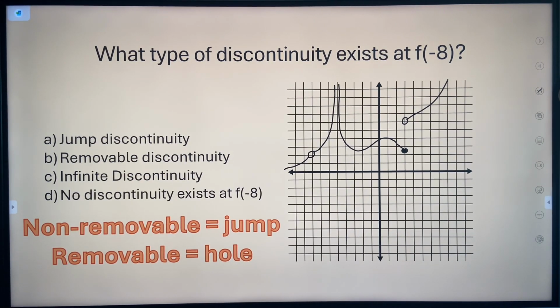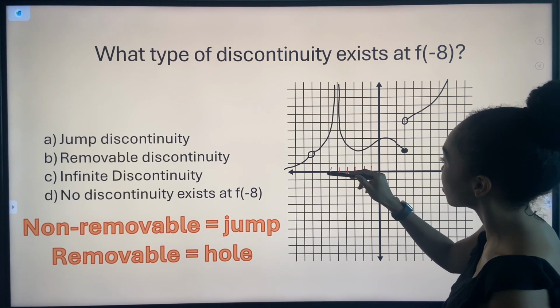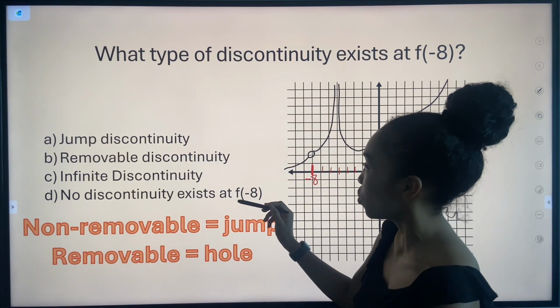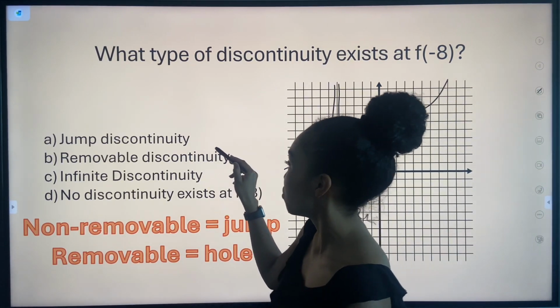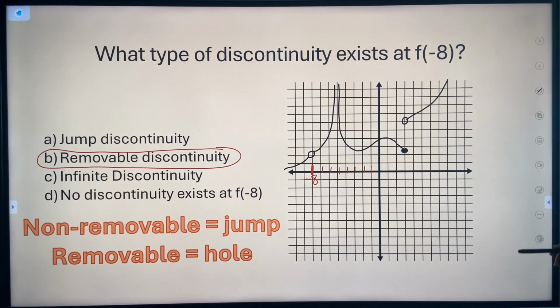What type of discontinuity exists at f of -8? 1, 2, 3, 4, 5, 6, 7, 8. This is -8 right here, and that is a hole, which is also called a removable discontinuity. Remember, a hole is also called a removable discontinuity.